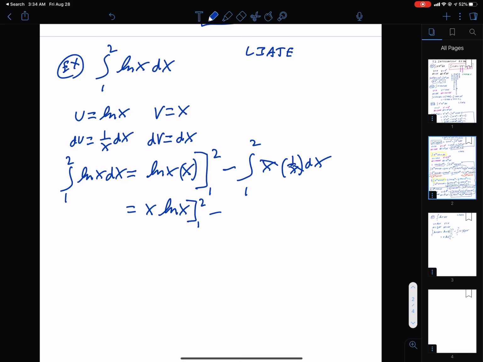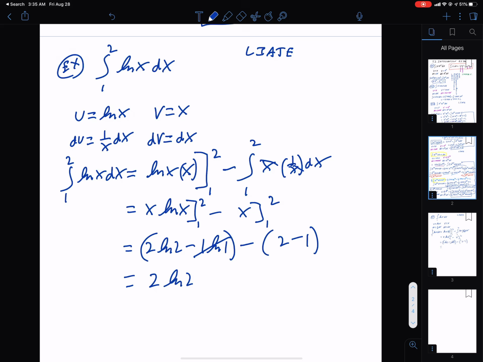And these x's cancel. That comes out to be 1. The antiderivative of 1 is just x. And here we go. 2 ln of 2 minus 1 ln of 1 minus 2 minus 1. I'm just doing fundamental. Ln of 1 is 0. If you don't remember that, you need to review logs, the graph of the log and the log of 1. So we have 2 ln of 2, and 2 minus 1 is 1, minus 1. And that is our answer.